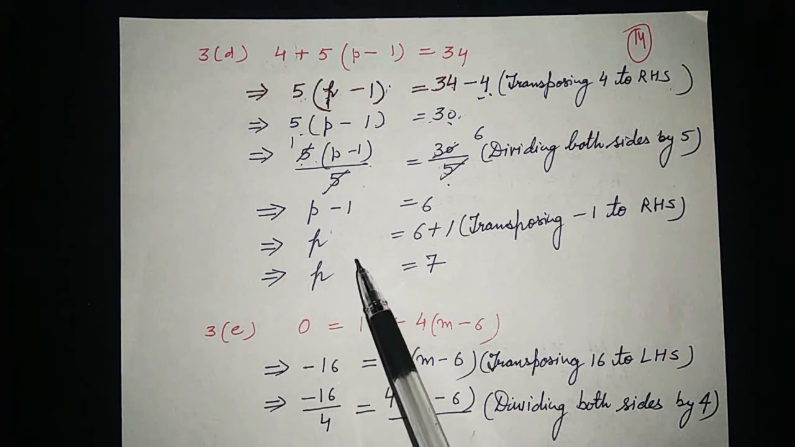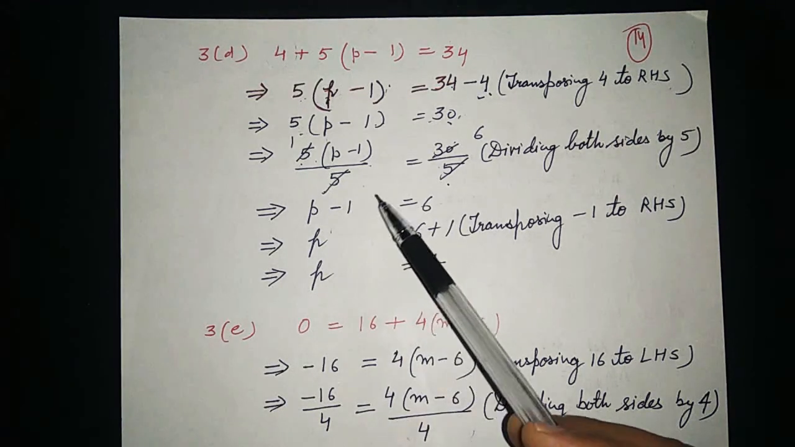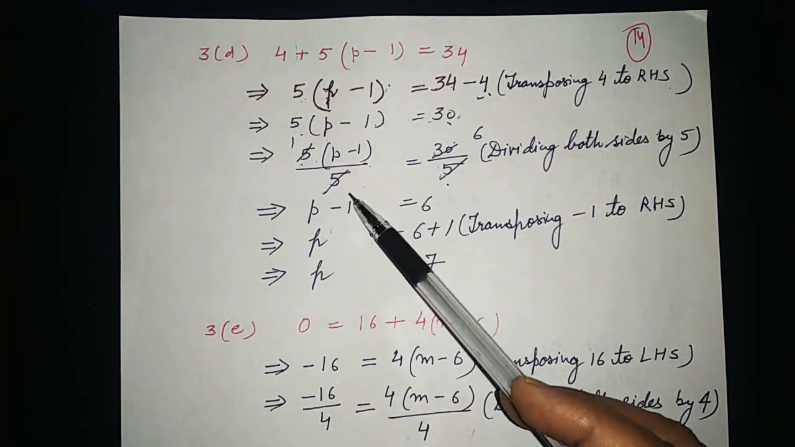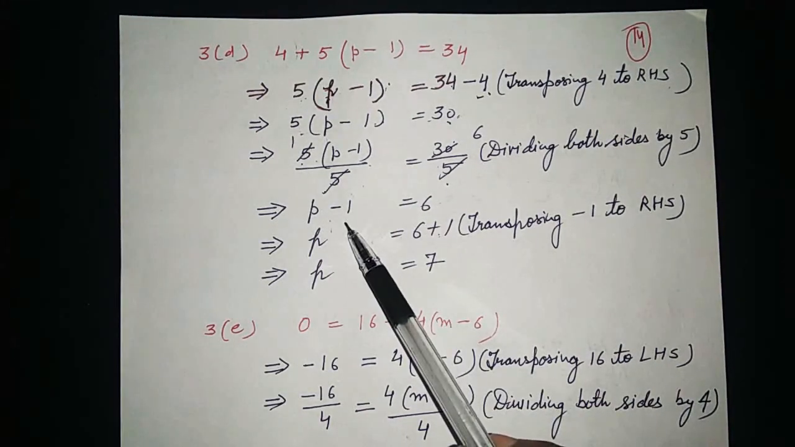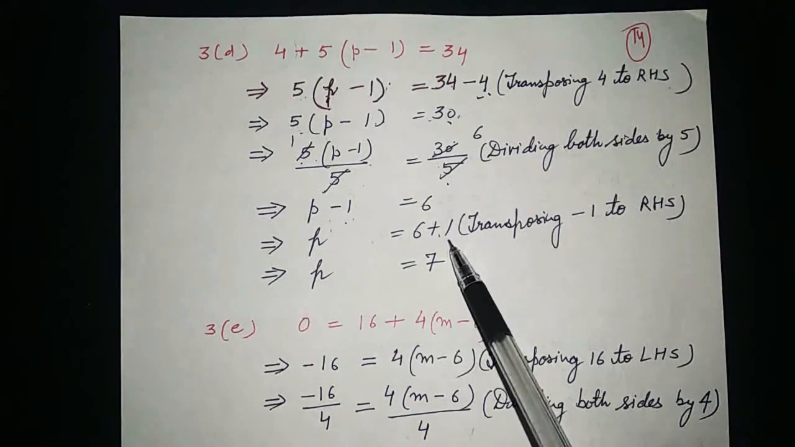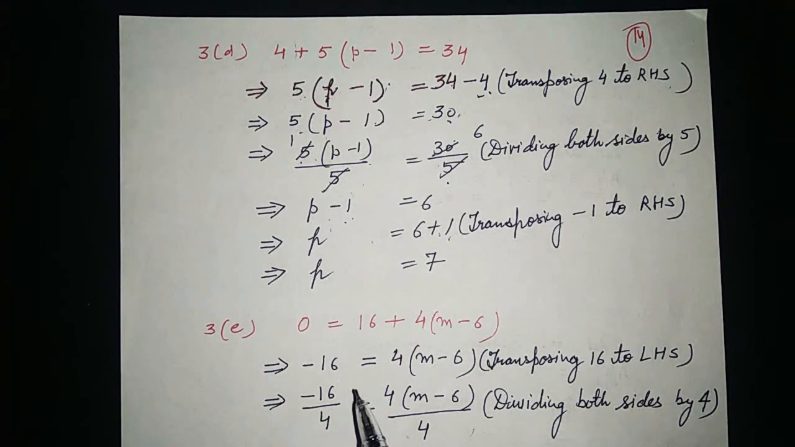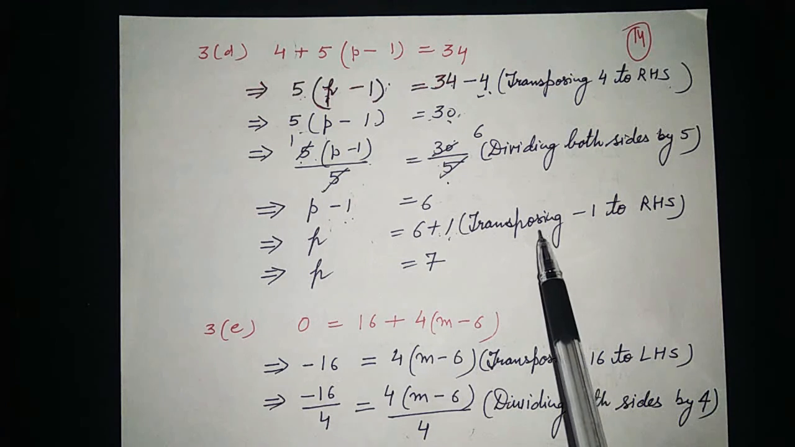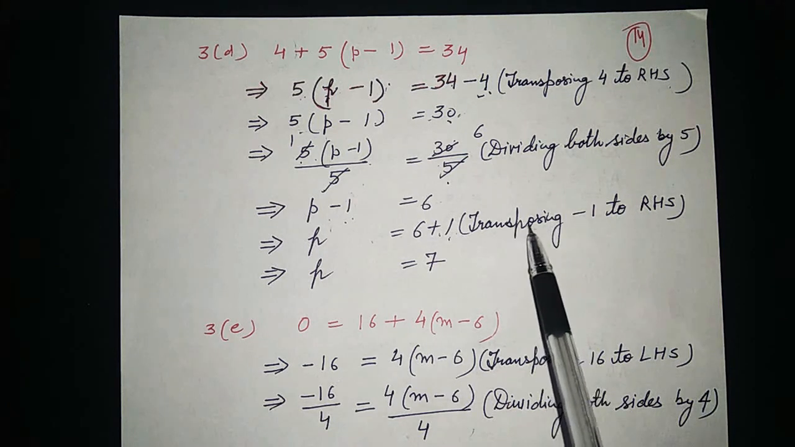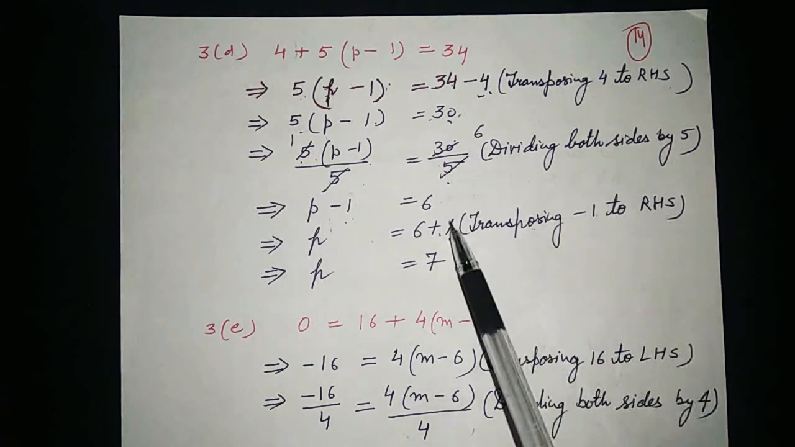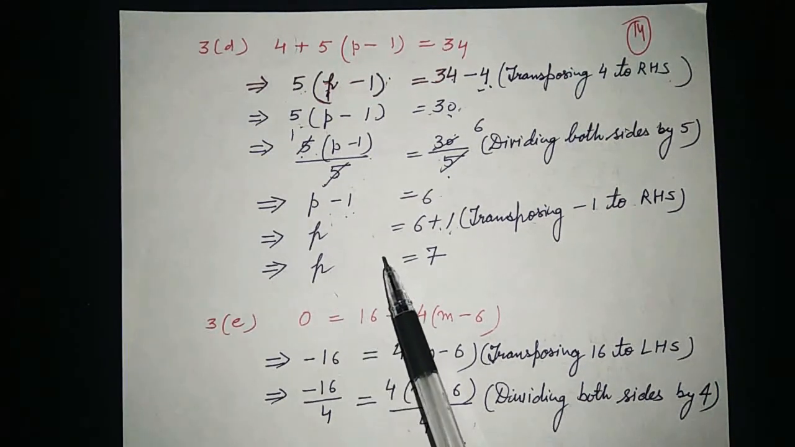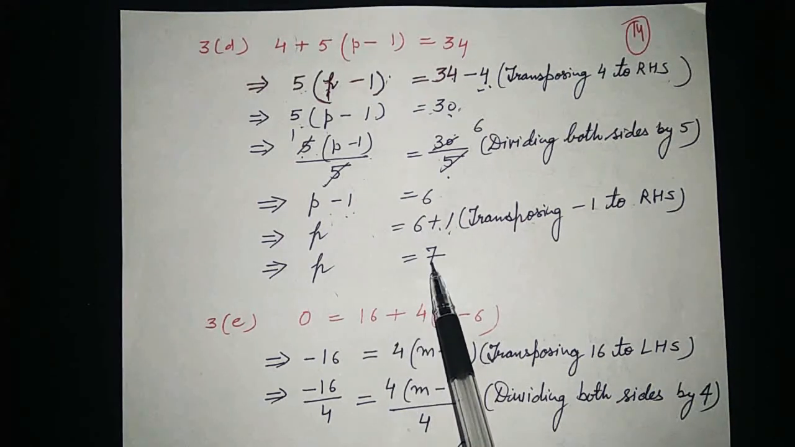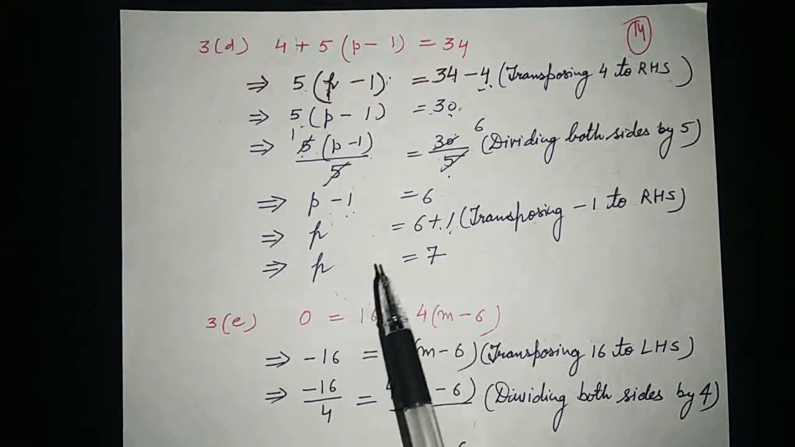And now what we will do? Then here we will transpose this minus 1 from left hand side to right hand side, and this minus 1 will become plus 1 on the right hand side. So here what will come? Transposing minus 1 to right hand side, you will write in bracket, and in the next step you will get p is equal to 7, the required value of p.